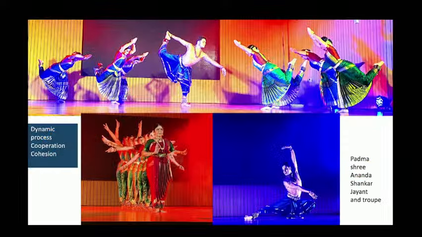Now, the important thing here is it's a very dynamic process where cooperation and cohesion is required. So I had just gone to see this dance performance, and I was taking photographs because I'm fond of photography. This is by Padma Shri Ananda Shankar Jayant and a troupe. You look at this photograph. This lady started bending while I was taking a long timing photograph, and you see this one started lifting up the limb, and it has become a beautiful double photograph.